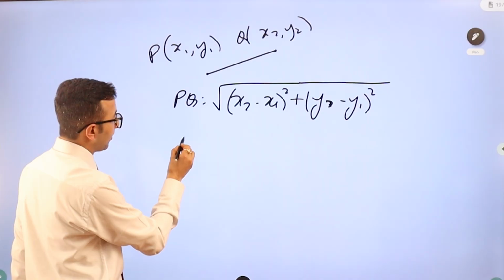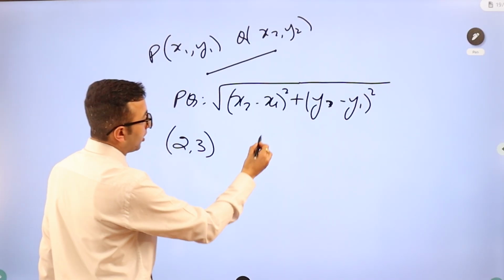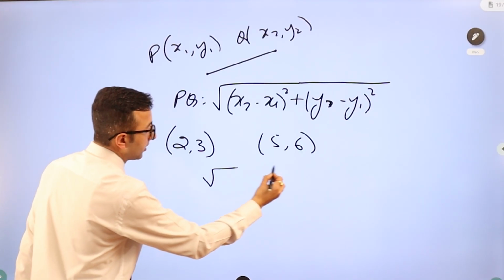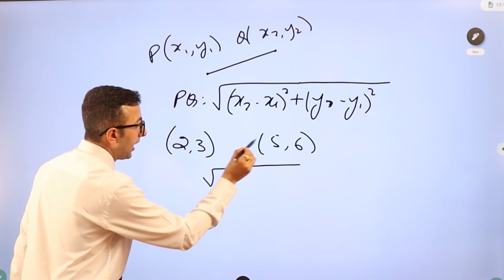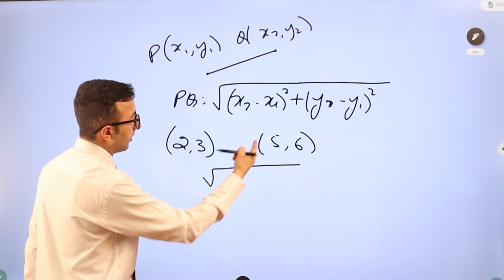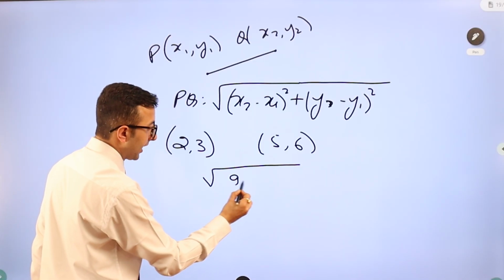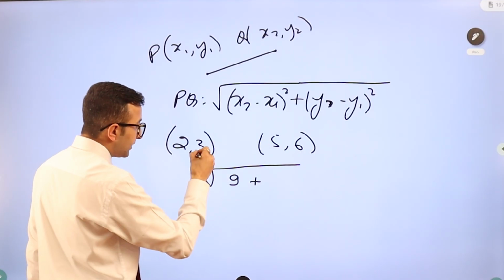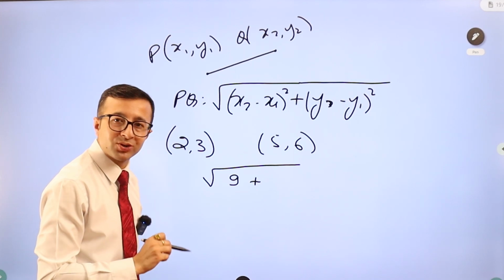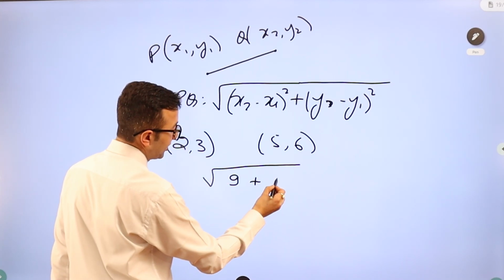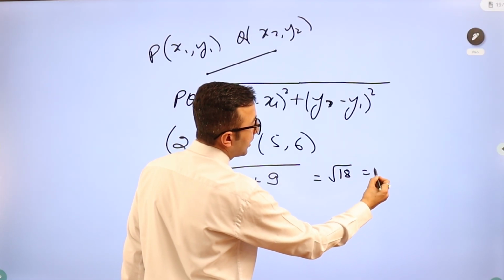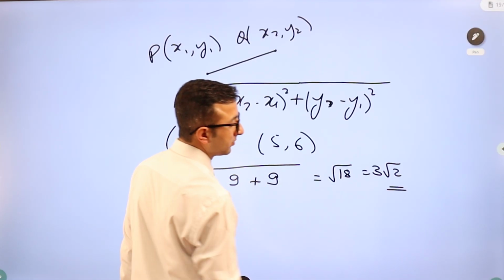Suppose I give you one demonstration. One point is (2, 3), another is (5, 6). You need to find the distance. First of all, put the square root. Now look here: 2 and 5 have the same sign, so subtract. 5 minus 2 is 3. 3 square is 9. Next, here is 6 and here is 3. Both have the same sign, so you have to subtract. 6 minus 3 is 3. 3 square is 9. So it will be the square root of 18, which is 3 root 2.